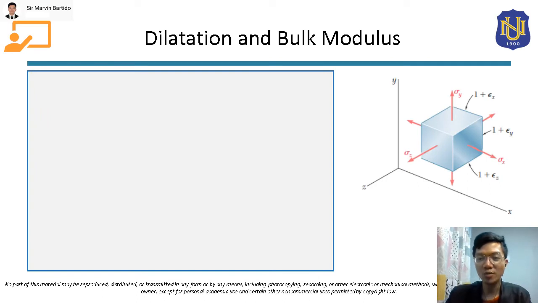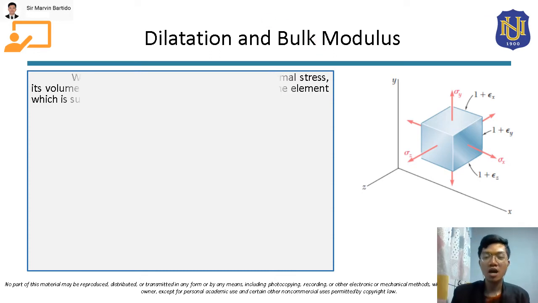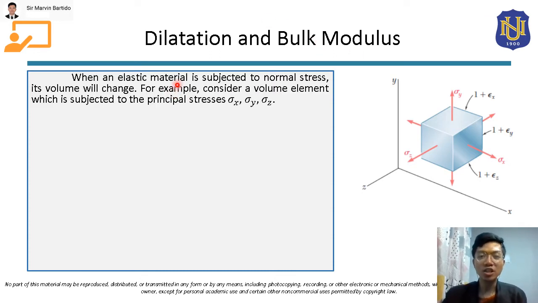Okay, so we are going to discuss another material property here called dilatation and bulk modulus. When an elastic material is subjected to normal stress, its volume will change. For example, consider a volume element which is subjected to the principal stresses, sigma x, sigma y, and sigma z.